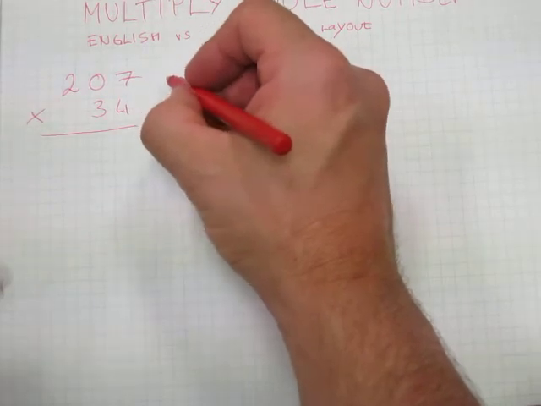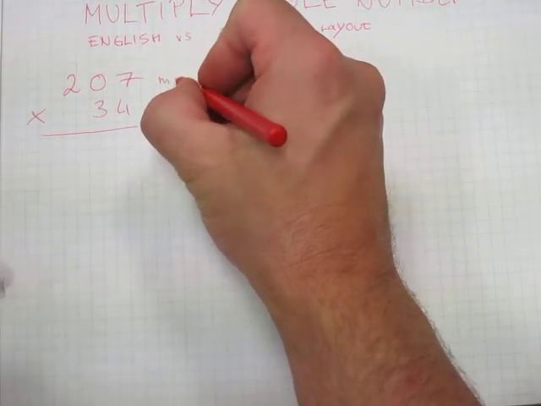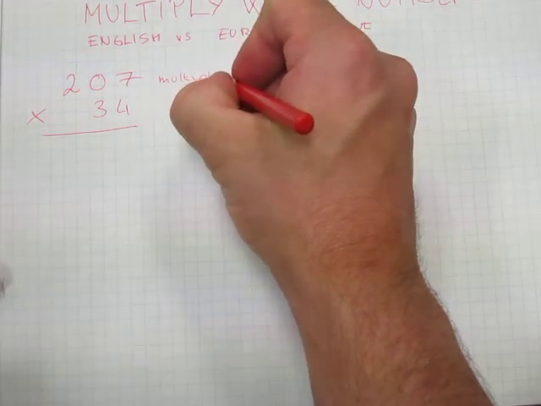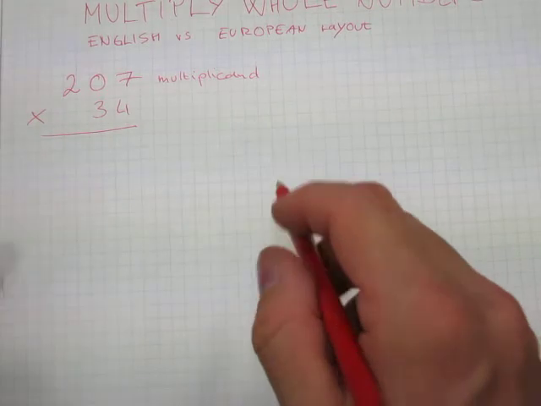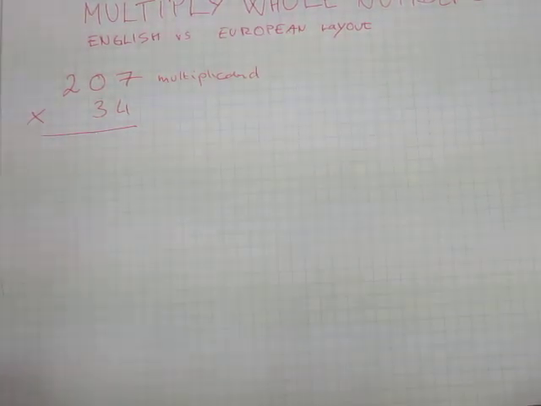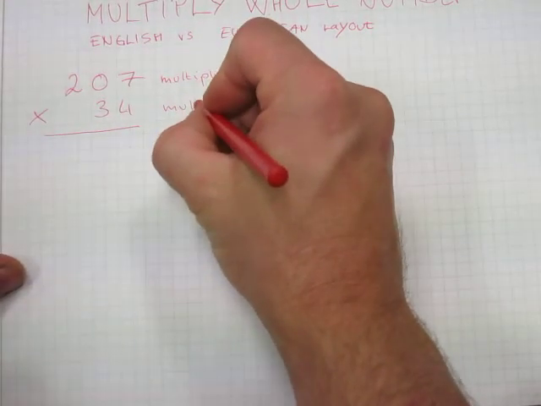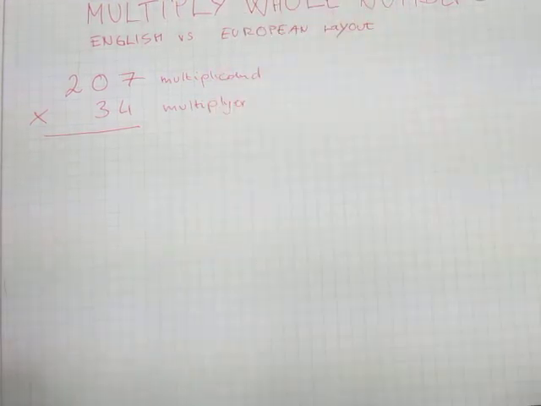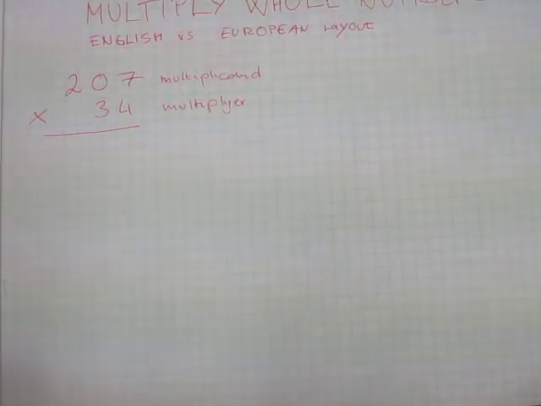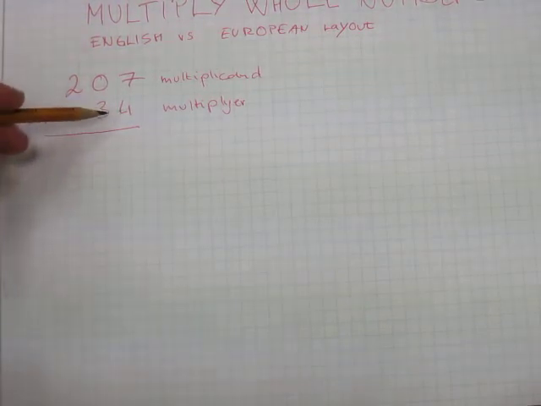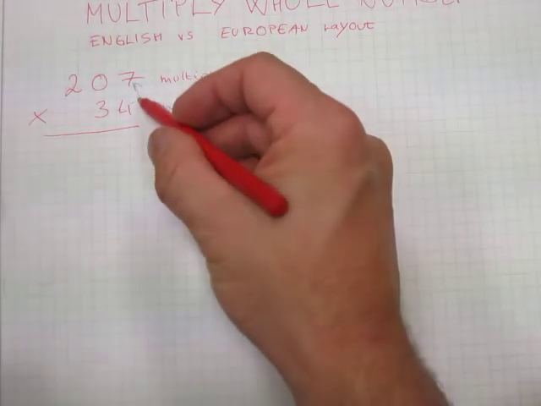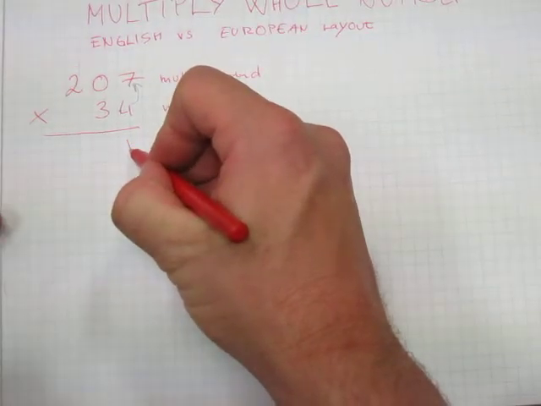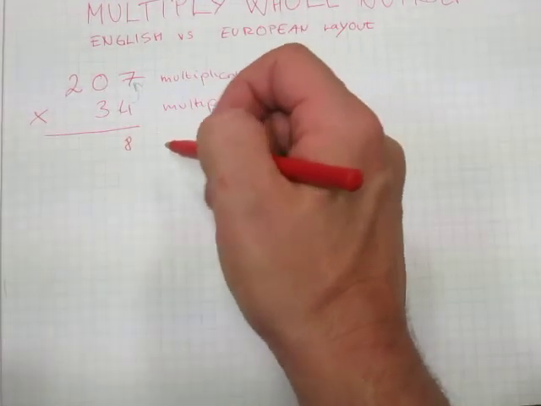So 207 is the number that's to be multiplied, and because of that it's called the multiplicand, or the number to be multiplied. And 34 is the number that you multiply the multiplicand with, and it is just called the multiplier. Now, to do this in this format, first you take the ones digit in the multiplier and multiply it with the ones digit in the multiplicand. 4 by 7 is 28, so you write down the 8 here, and the 20 is a carryover amount.